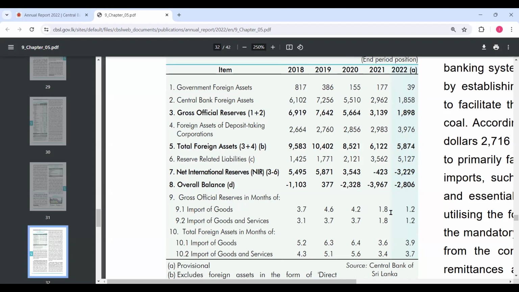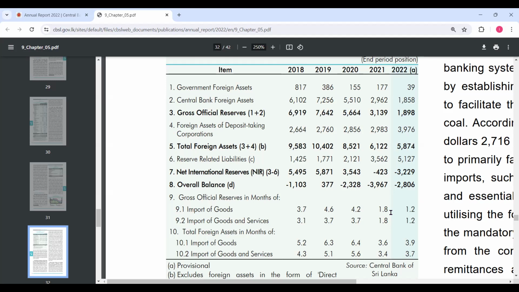Now, the first thing is, you take item number 3 minus 6. What is item number 3? Gross official reserves. How do we get item number 3? 1 plus 2: government foreign assets plus central bank foreign assets. The central bank and the government's foreign assets equal gross official reserves, official foreign assets. Gross meaning it includes liabilities also.